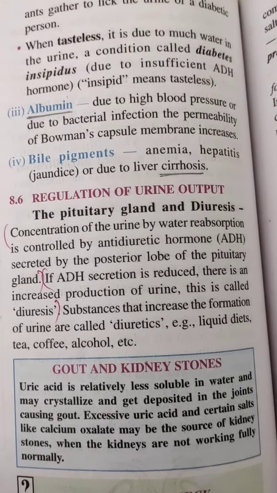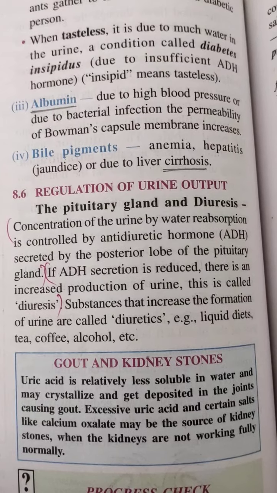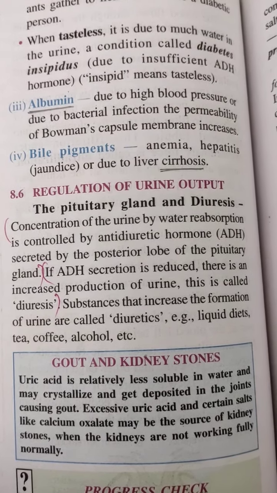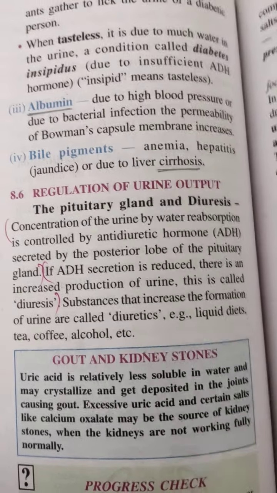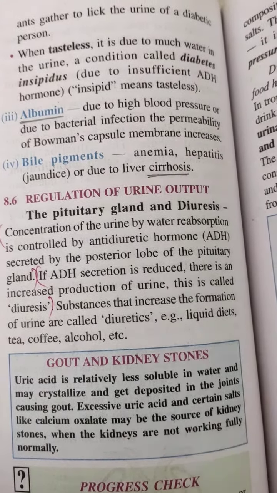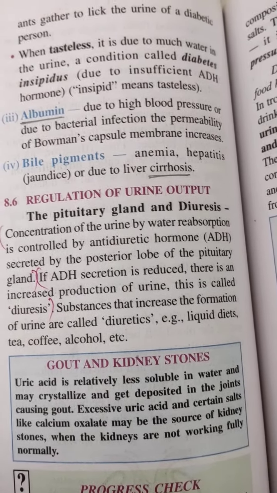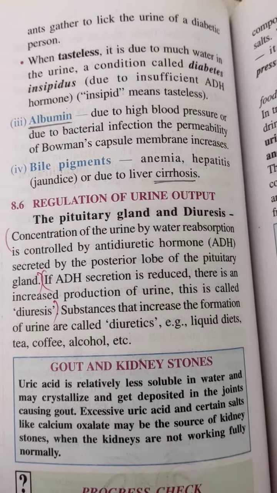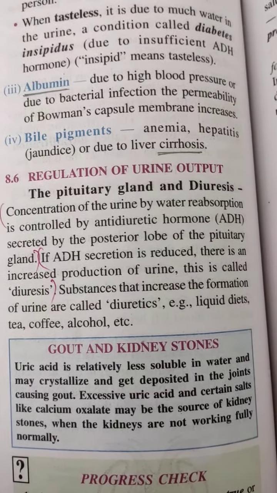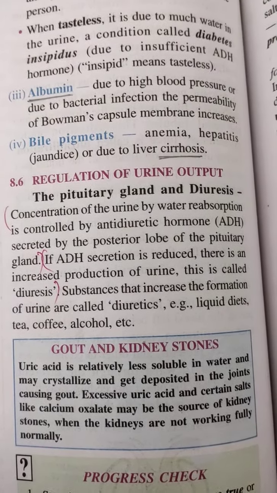Bile pigments. Generally if somebody is suffering from jaundice, then it may happen, or liver cirrhosis because of taking a very high amount of alcohol. Sometimes liver cirrhosis occurs, due to which the person dies also. In that case also bile pigments can be excreted out through the urine.